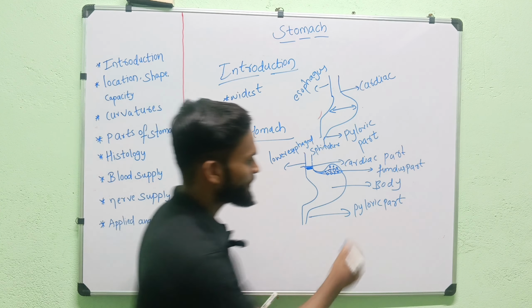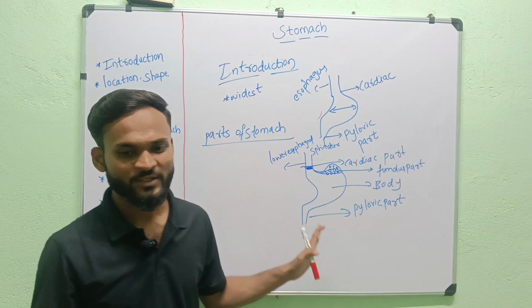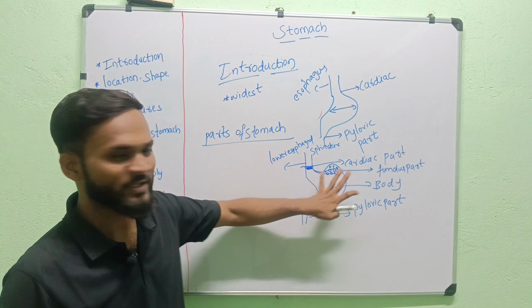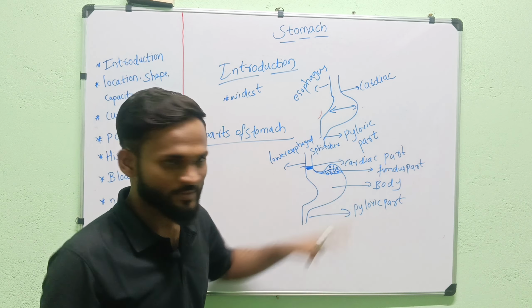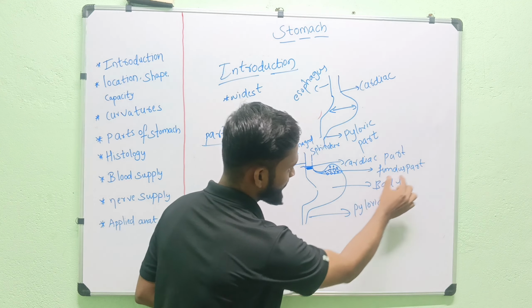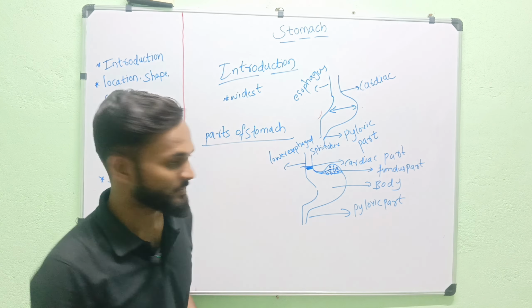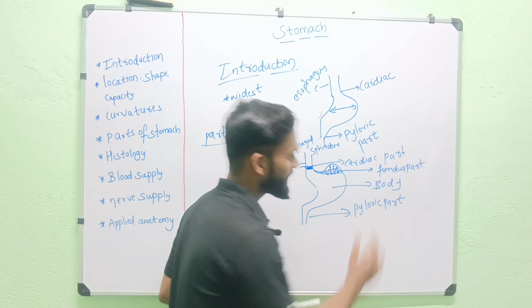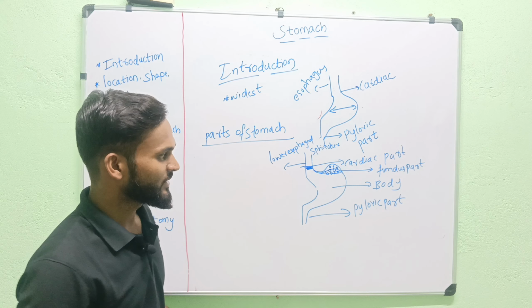And the next part is the body of your stomach. The body of the stomach is one of the widest parts of your stomach. It is the widest part, and it is present in between the fundus and the pyloric part. It is about the body of your stomach.